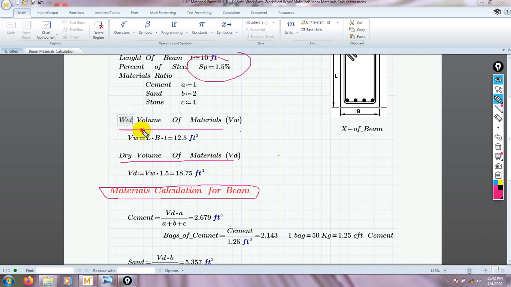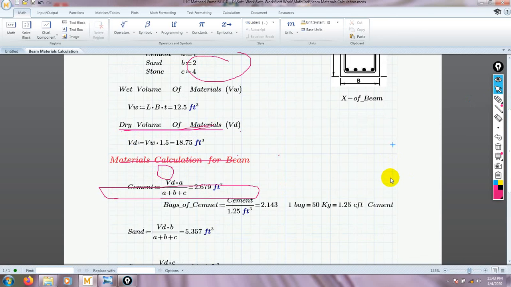this time we are using weight volume, because when we buy steel, it will not change its volume at any moment, but when we buy sand, cement and aggregate, they are bought in dry condition, and when we use water with it, it will shrink its volume 1.5 times. That's why with the dry volume we multiply 1.5. I think it's clear to you.